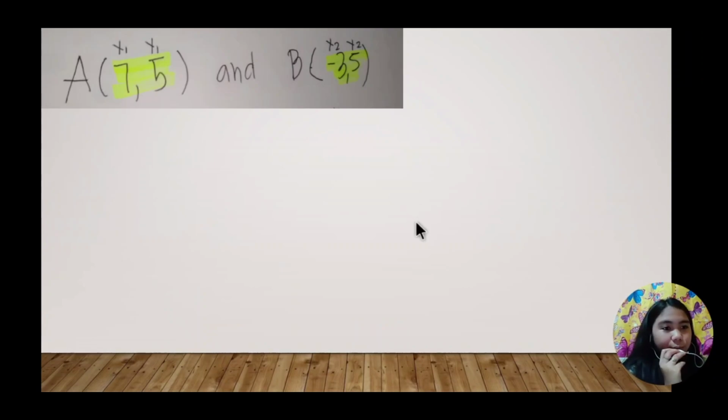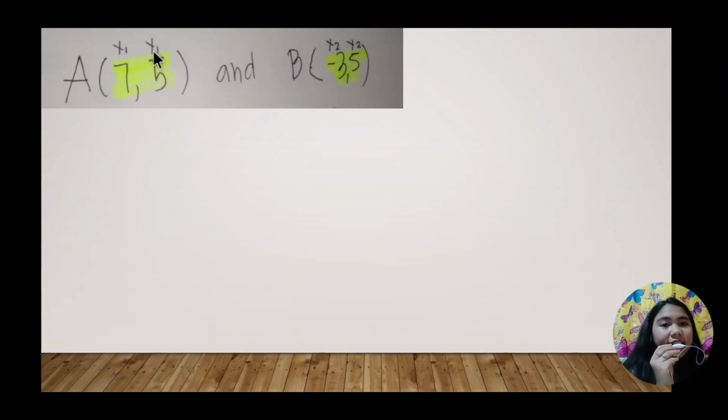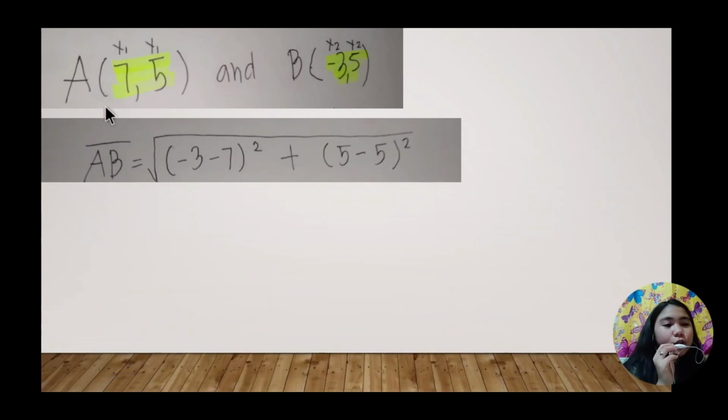So for our formula, we just substitute the givens. Our x1 is 7, our y1 is positive 5 from point A, x2 is negative 3, and our y2 is positive 5. So, we have substituted the givens into our formula.